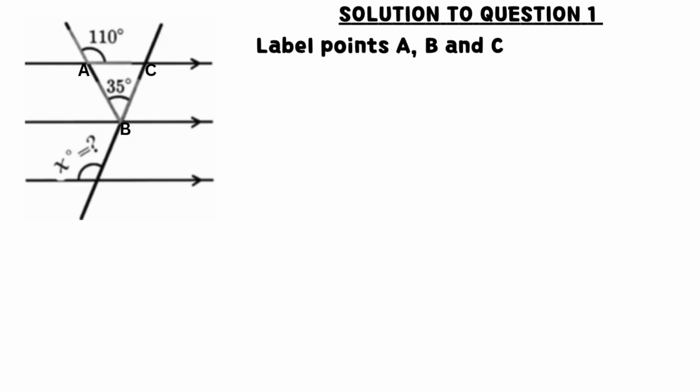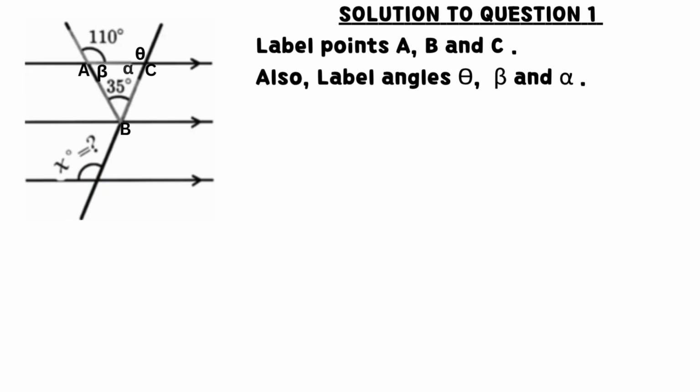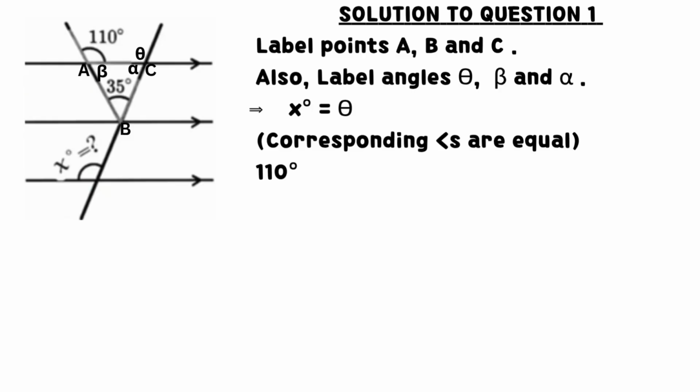Label points A, B and C. Also, label angles theta, beta and alpha. This implies that x degree equals theta. It is because corresponding angles are equal.